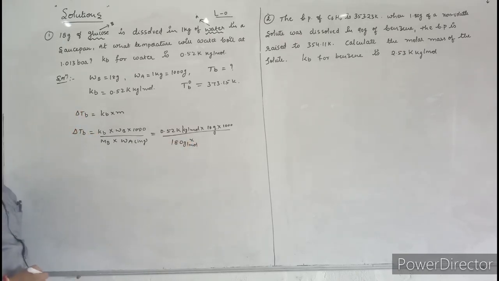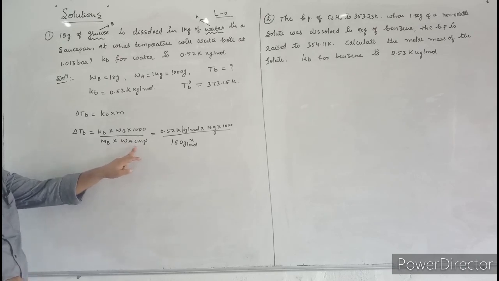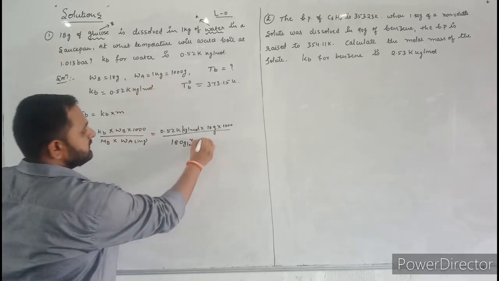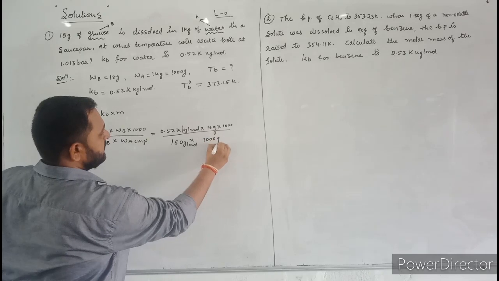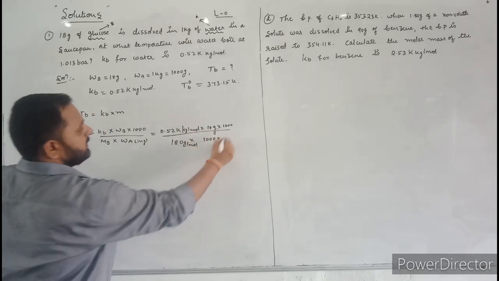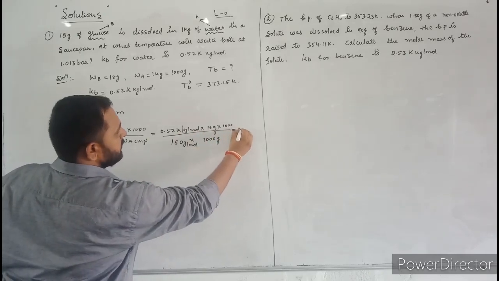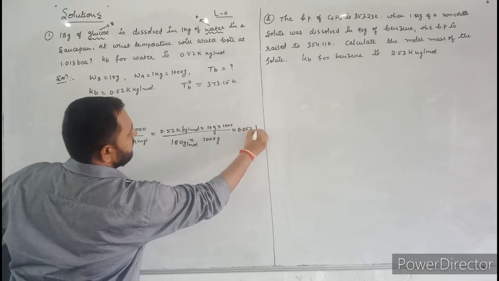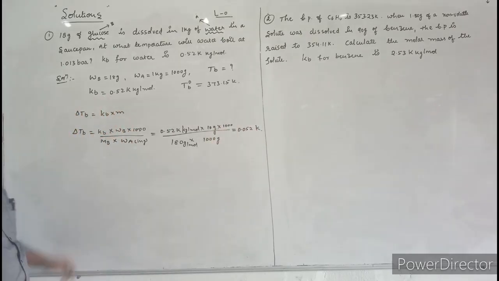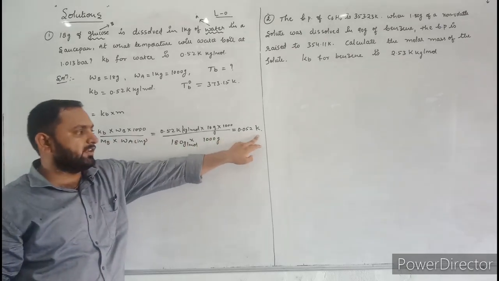Into what is the weight of solvent in grams? The weight of solvent is 1000 grams. Now you just simplify this. If you simplify, you will get 0.052 Kelvin. Okay. Now delta TB value is 0.052 Kelvin.